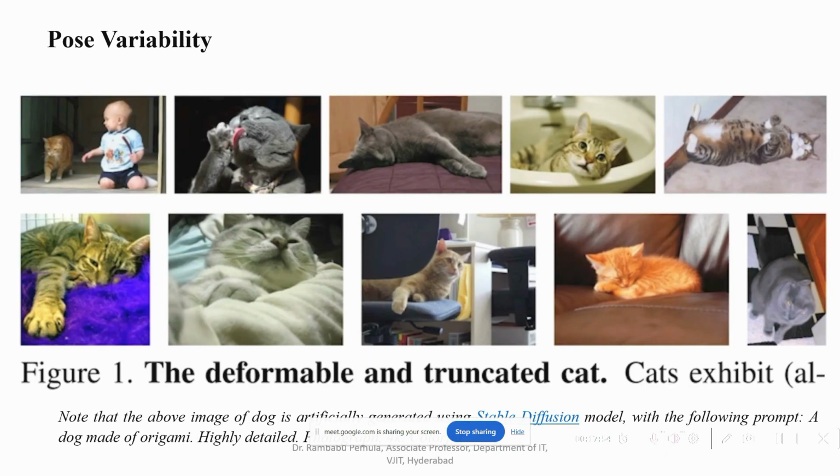Also see this diagram, in these images there are different poses of the cats. It may be sleeping, walking, standing, or sitting, in different positions. We have to identify whether it is a cat or not. Like that there are different conditions, and we have to identify whether the given image is a cat or dog. All these things you can overcome with the help of our convolutional neural networks.